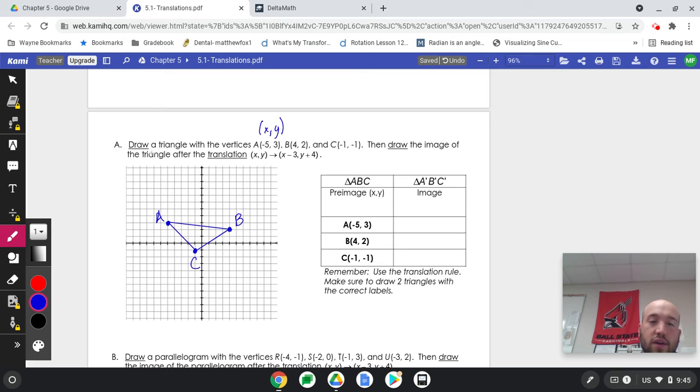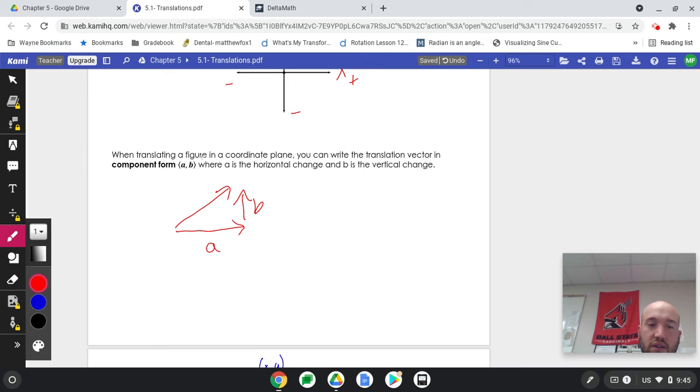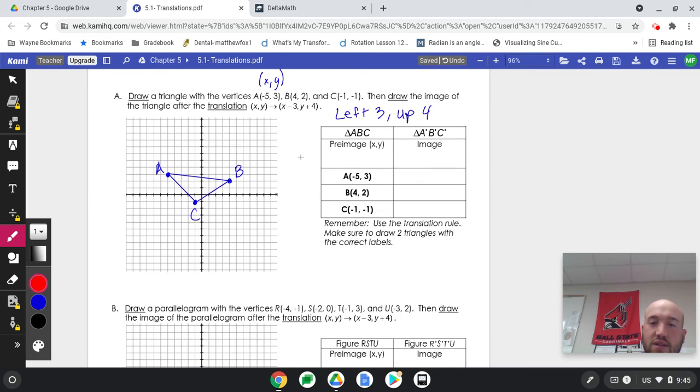Now, up here, you'll notice this is x minus 3, y plus 4. That means it is going to shift left 3, up 4. So this whole shape is going to move left 3 and up 4. If we were writing this as a vector in component form, we would write negative 3, 4.